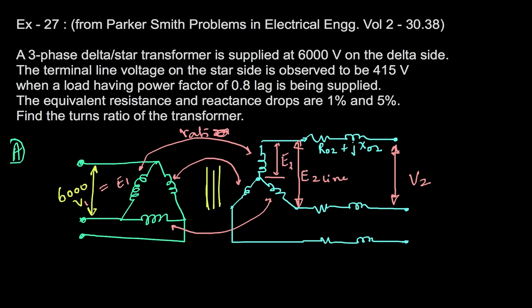Alright, so I can also write the percentages. What is given here? The terminal line voltage on the star side is observed to be 415 volts when the load having a power factor of 0.8 lag is being supplied, and the equivalent resistance and reactance drops are 1% and 5%. Find the turns ratio of the transformer. To find the turns ratio of the transformer, I already know, so what is the turns ratio?